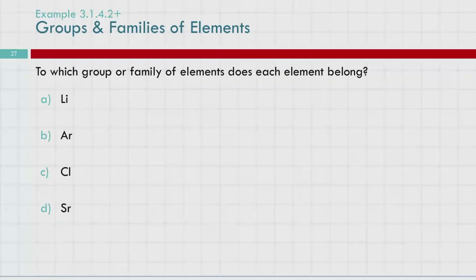All right, which group or family, if we have a name as well, does each of these elements belong to? So finding some elements, we're going to put them in a group. It can be 1 through 18, 1A through 8A, etc. And we can also have a name for that family or group. So let's find Li. Li is in our far left column. So this is group 1/1A, and that is our alkali metals.